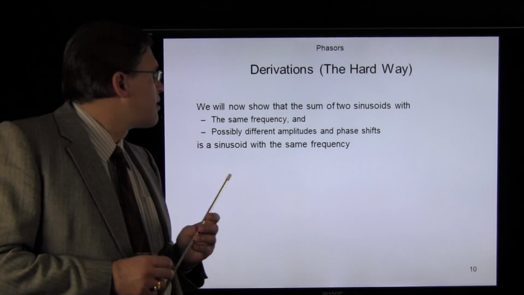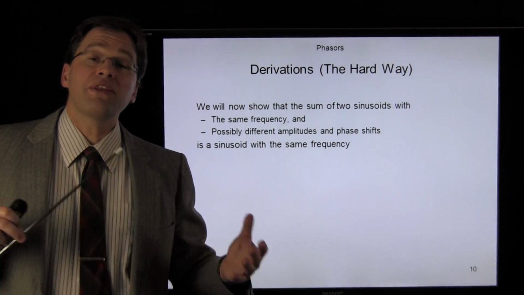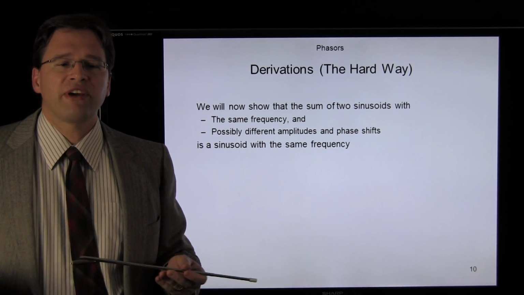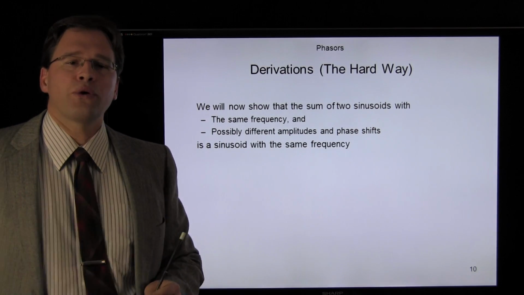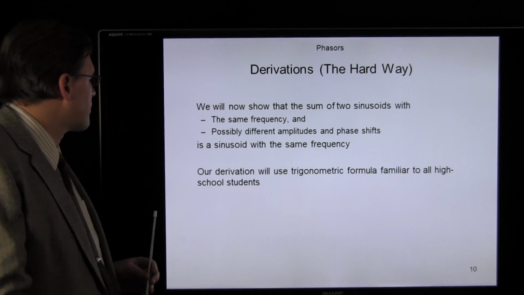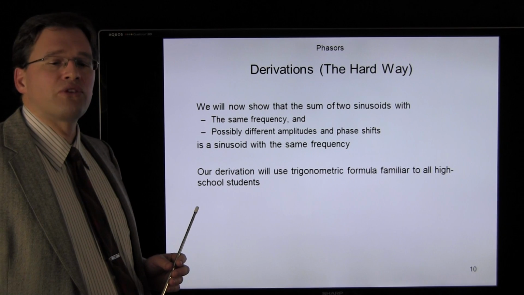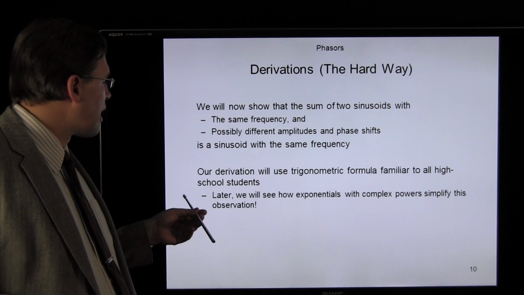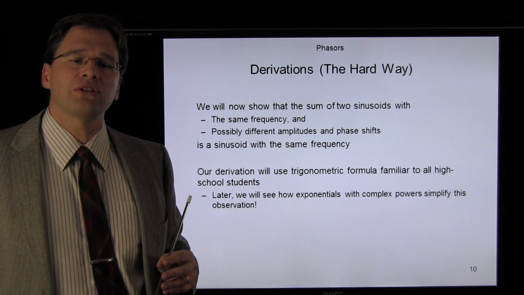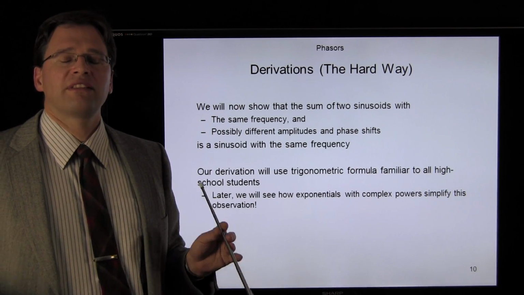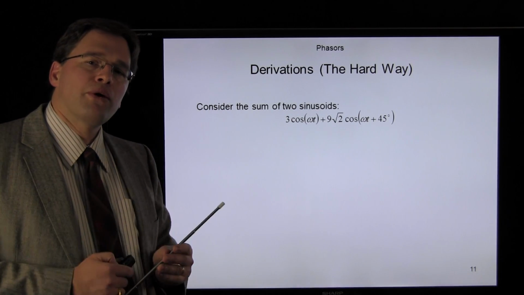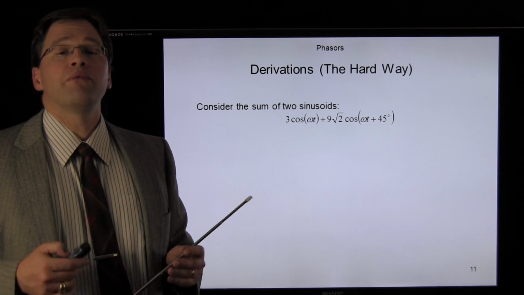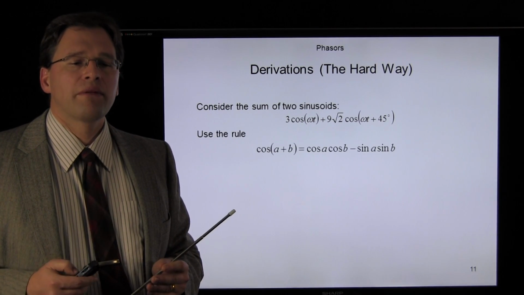Now we're going to show that the sum of two sinusoidal functions with the same angular frequency, but with different amplitudes and different phase shifts, still results in a sinusoid with the same frequency. Our derivation is not going to use trigonometry any more complex than what you learned in high school. Later, however, we're going to see how complex exponentials can simplify all of this significantly. But, going back to trig, 3 cos omega t plus 9 root 2 cos of omega t plus 45 degrees.